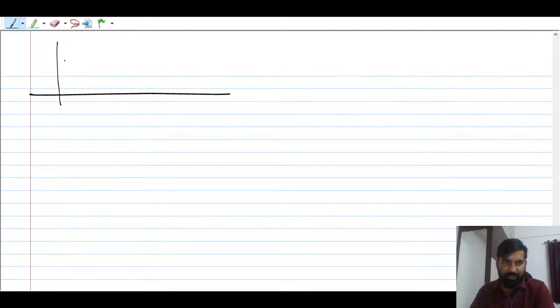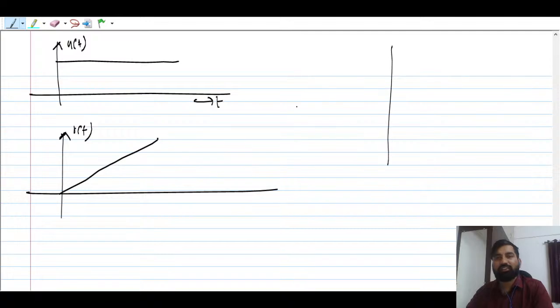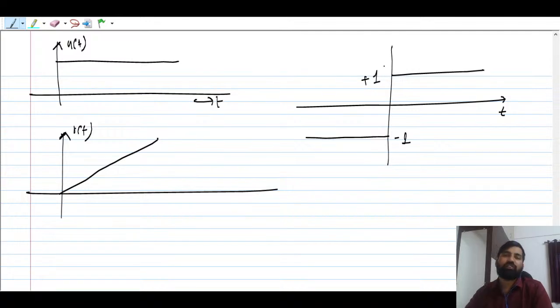Let us see how the step looks, something like this. Ramp will look like this. This is the ramp r of t, and the step we call u of t. And your signum function will look like this: for time t positive it is plus 1, and for negative time it is negative 1. So this is nothing but the signum of t.